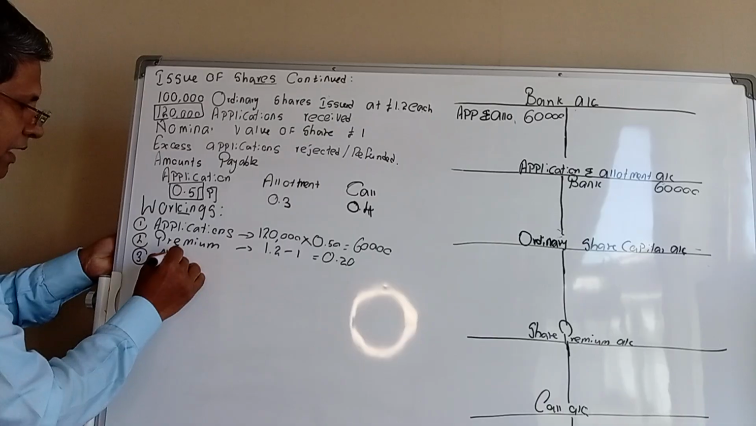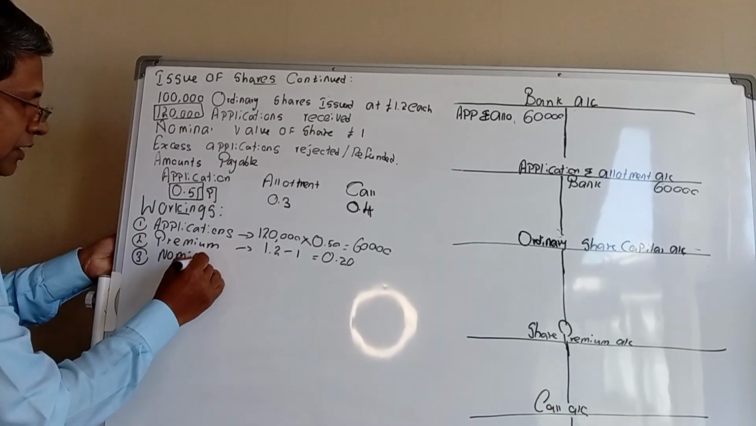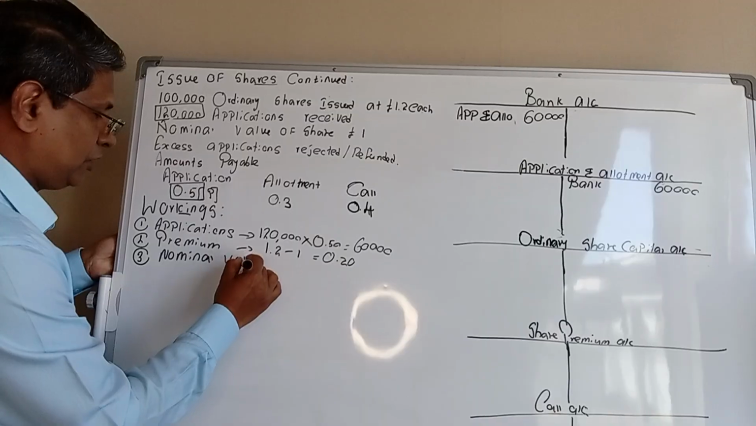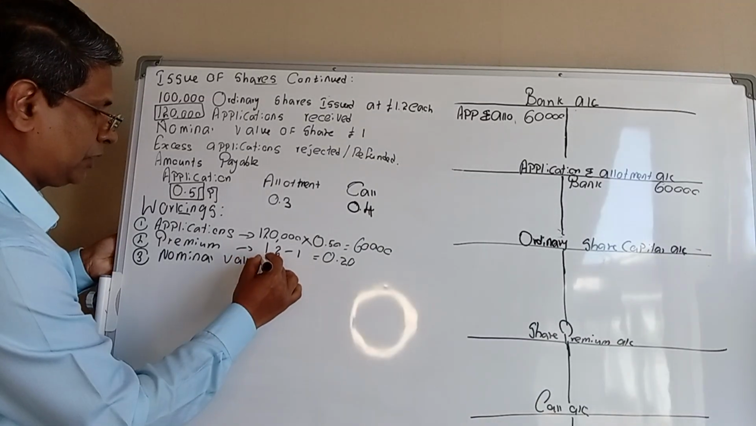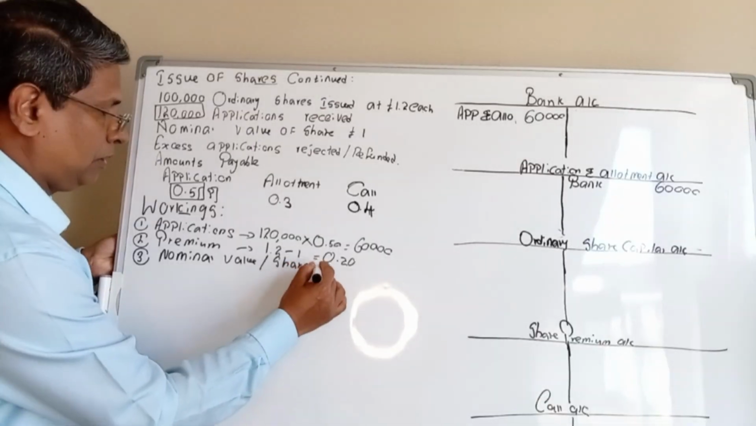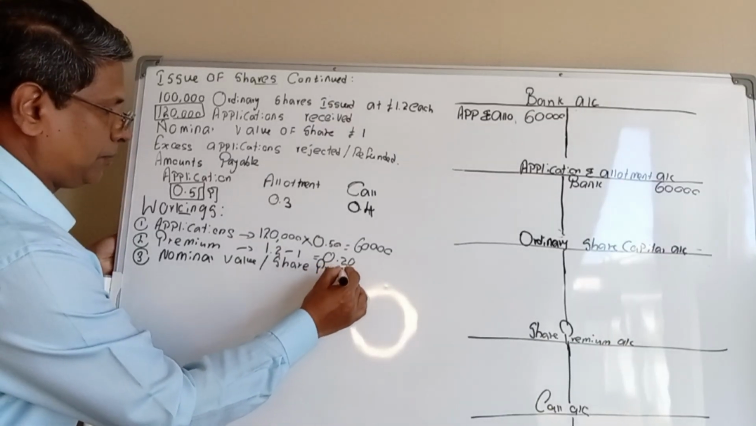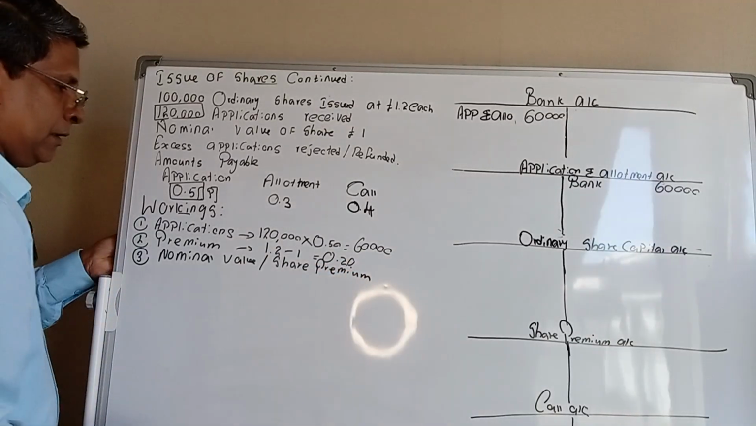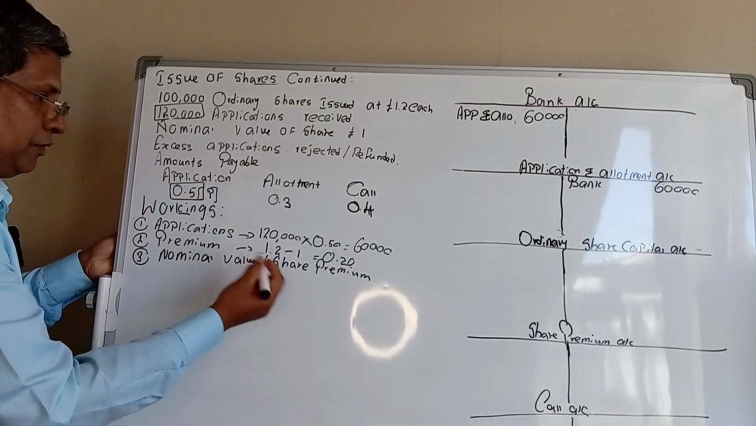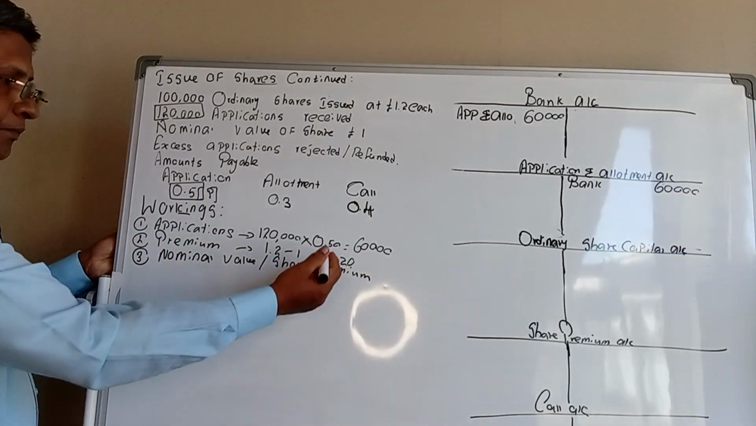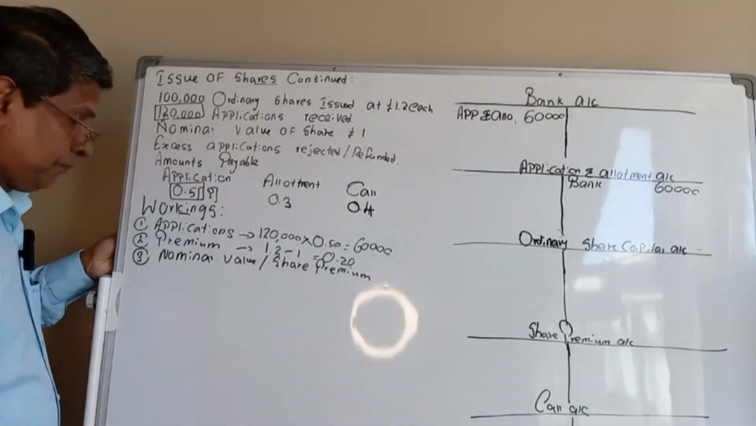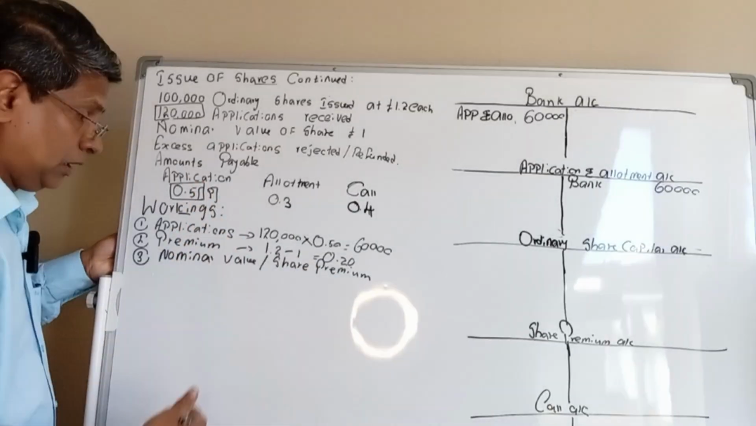We are still at the initial stage, so I'm putting these things to you in a systematic way. I'm going to transfer my nominal value and my share premium. Where is it? It's in the application money, isn't it? So we know that 0.2 is going to be your share premium. 0.3 is going to be your nominal value, right?